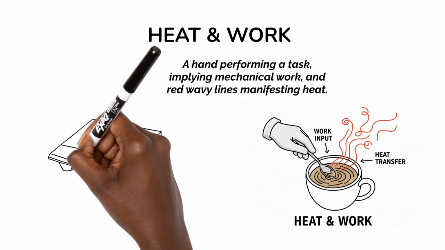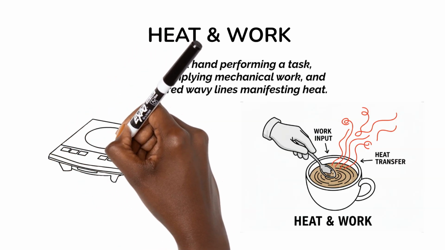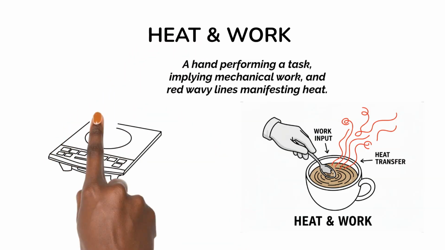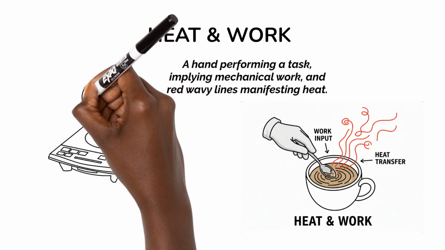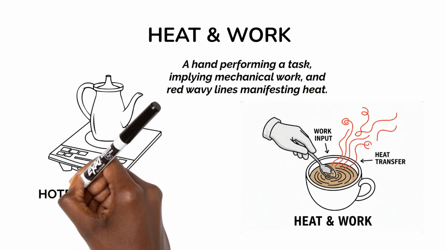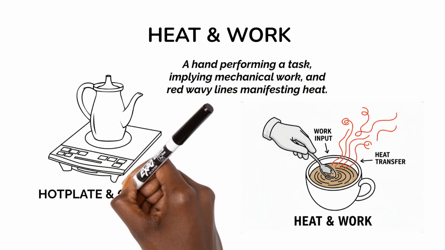We often label heat with the letter Q and work with W. Quick examples: put a hot plate under a pot. Heat flows in and raises the water temperature. Compress a gas, you do work on it, and its internal energy rises. Both change what's inside the system, but in different ways.